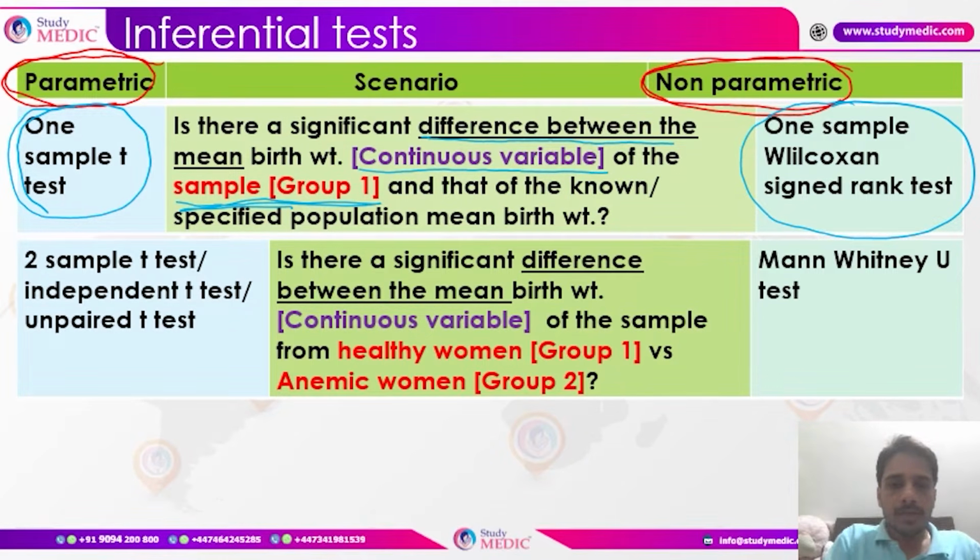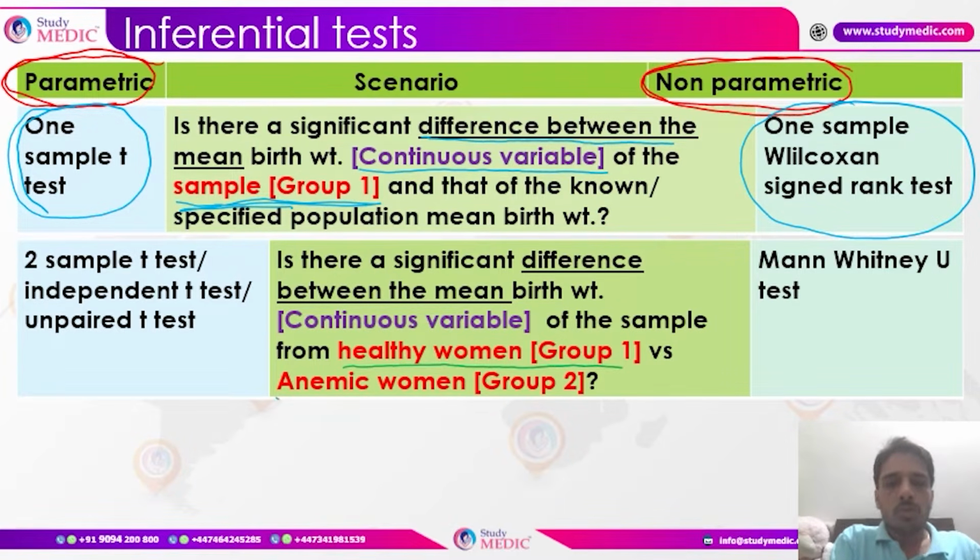Now looking at the other scenario. Here we are trying to find out, is there a significant difference between the mean birth weight, which is a continuous variable, of the sample from healthy women, which is group 1, versus women who are anemic. This is what we want to find out. Now here again, birth weight is a continuous variable, and we want to find out if it is significantly different between two groups.